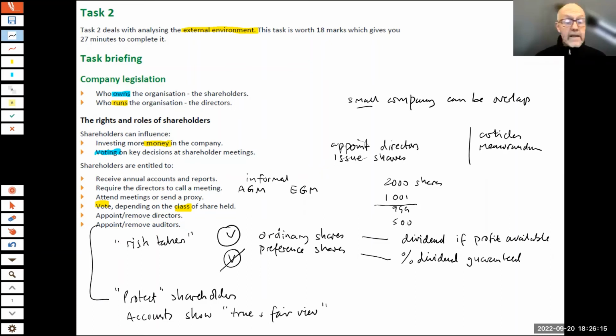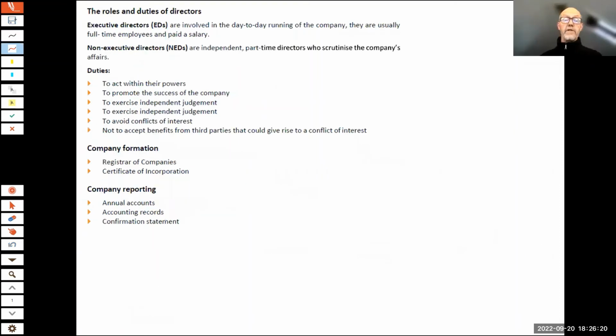Next one to look at is what the directors do. So the directors, two types of director: executive, they're the directors as we know them. Their job is to run the company. They are usually employees and they're paid a salary. But a company may well have, a bigger organization especially, non-executive directors, and they are there to run an experienced eye over what the company is doing.